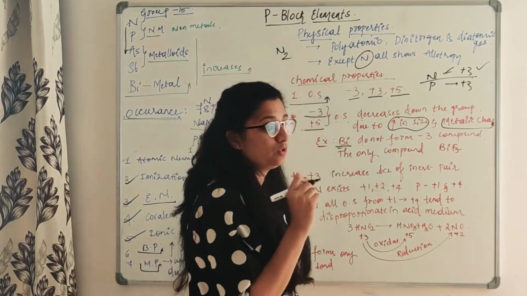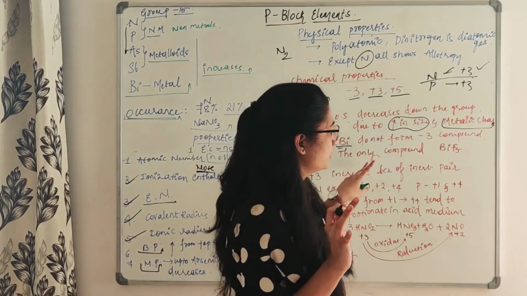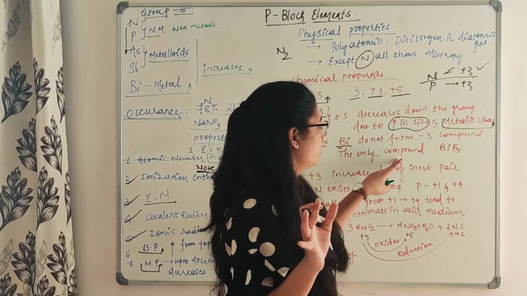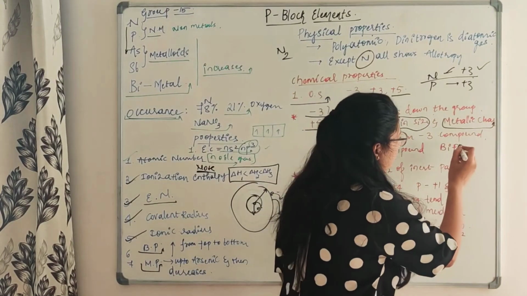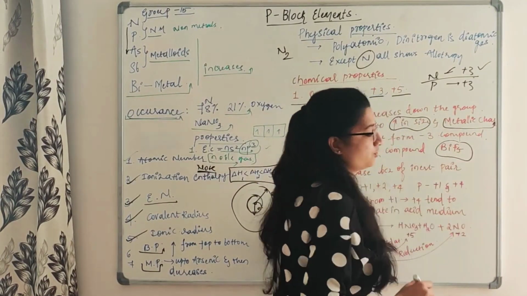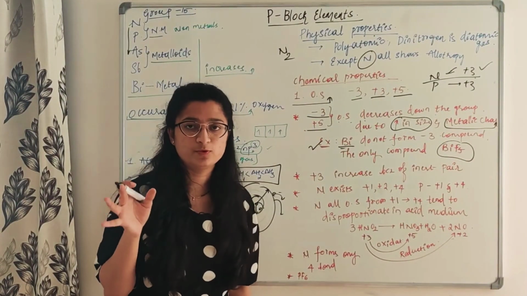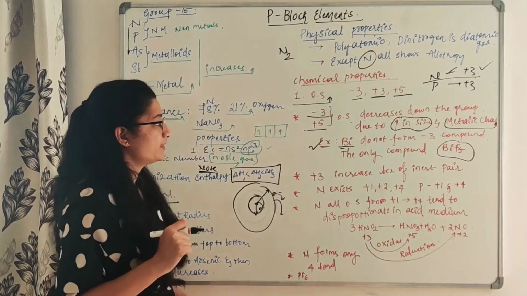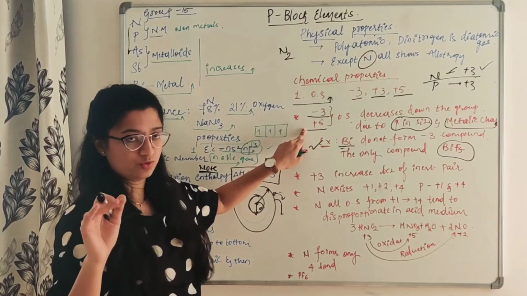Now, the only compound of bismuth with the +5 oxidation state is BiF5. So you have to remember this. This is the only one, there are no other compounds present. This is about -3 and +5: it decreases down the group.